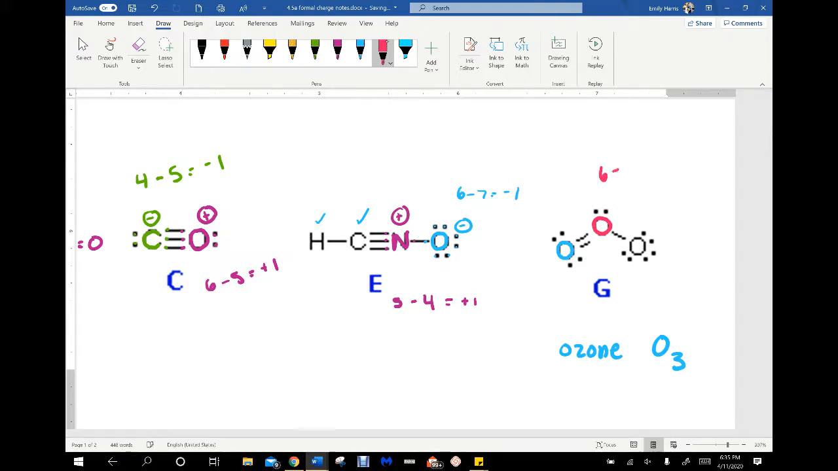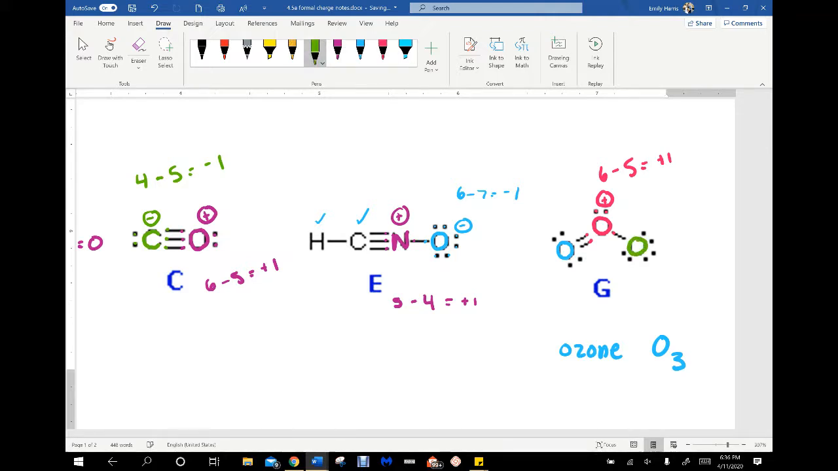Oxygen starts with 6 valence electrons, then we'll count around. 1, 2, 3, 4, 5. 6 minus 5 is +1. It gets a positive formal charge. And then finally, let's tackle that last oxygen.